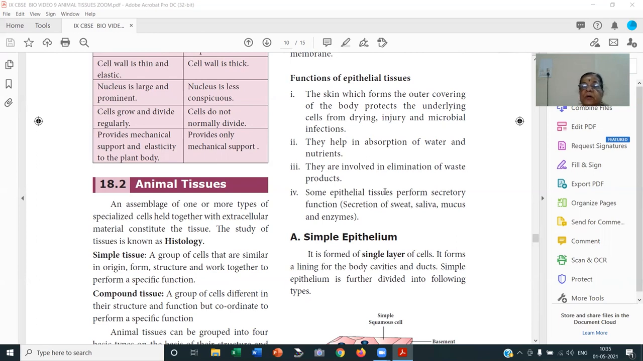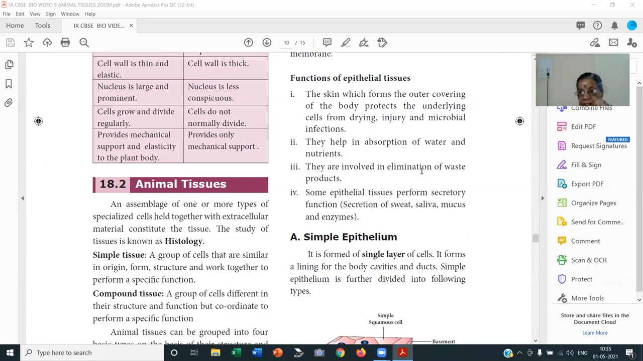The skin, which forms the outer covering of the body, protects the underlying cells from drying, injury, and microbial infection. They help in absorption of water and nutrients. They are involved in elimination of waste products, and some epithelial tissues perform secretory function.